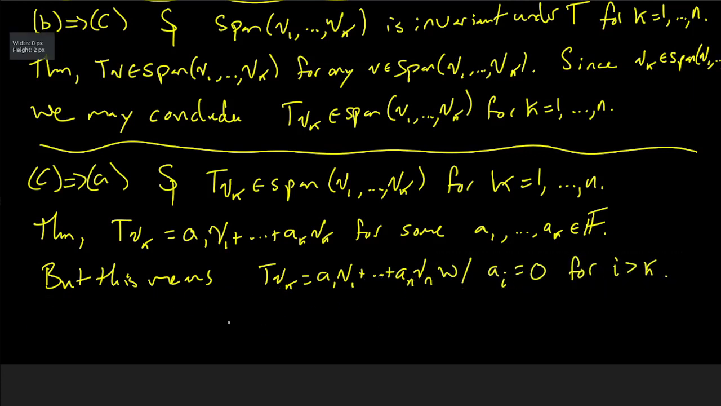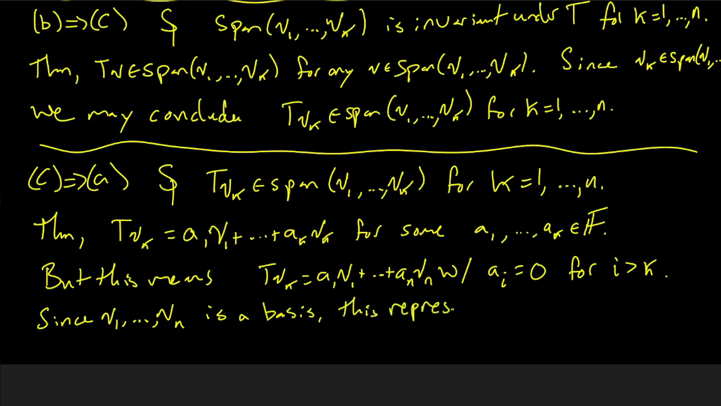Okay. Since v1 through vn is a basis, this representation, i.e. the coefficients, i.e.